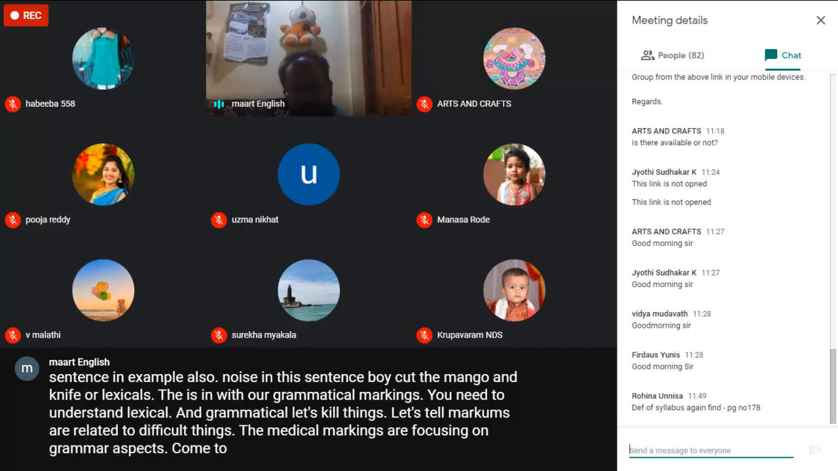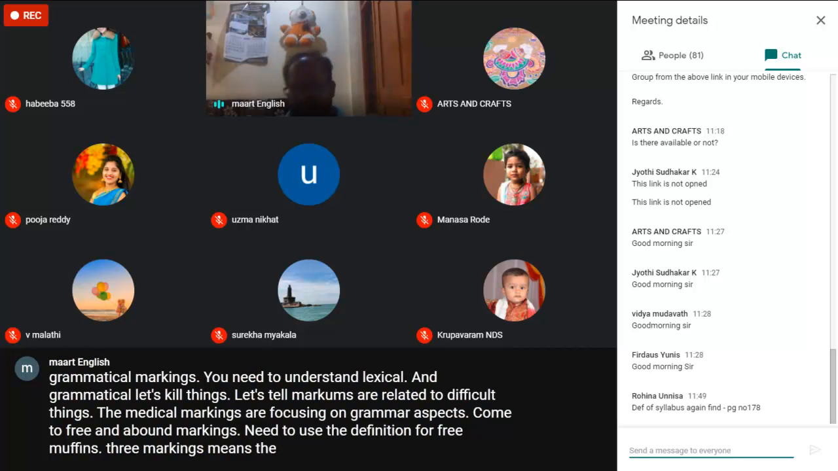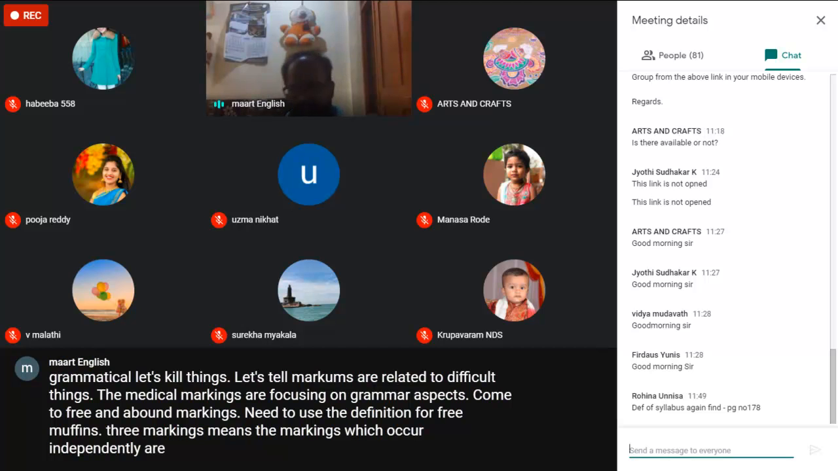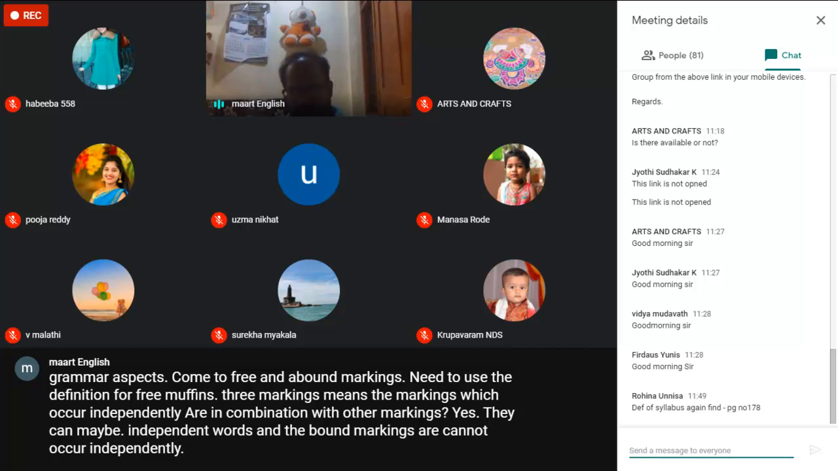Come to free and bound morphemes. We need to give the definition for free morphemes. Free morphemes are the morphemes which occur independently or in combination with other morphemes. They can be independent words. And bound morphemes cannot occur independently. Independent words are free morphemes. Dependent words are bound morphemes.